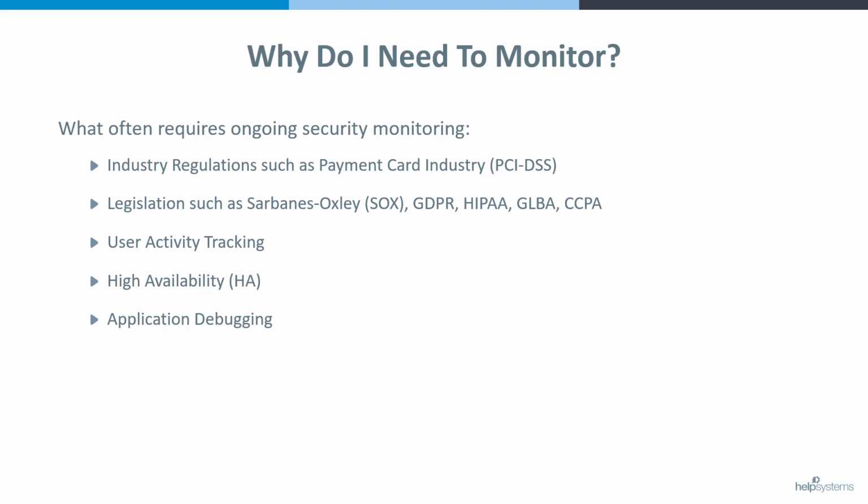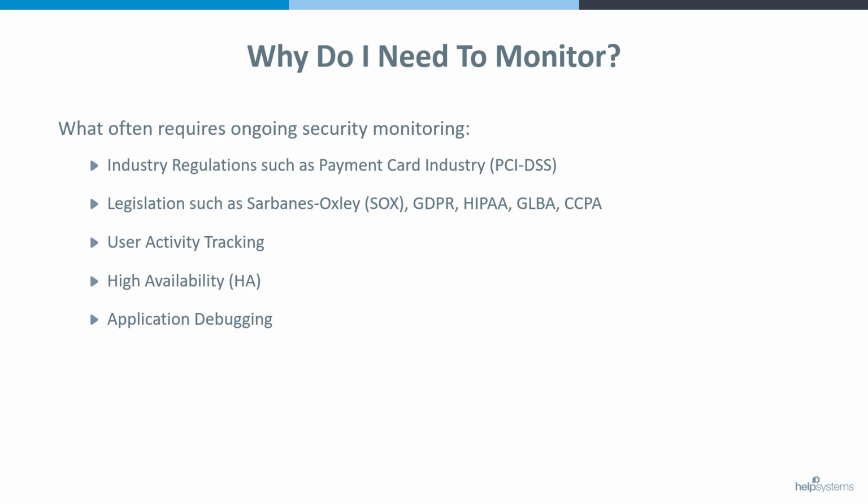We also see many regulations, like Sarbanes-Oxley for the organizations that are publicly traded in the US, the General Data Protection Regulation in the EU, and HIPAA, which is another American regulation for healthcare information. These all require some level of ongoing security monitoring. Again, as I said before, best practices state that we should know what's happening on our machines and on our network. So activity tracking of our users is another important step.